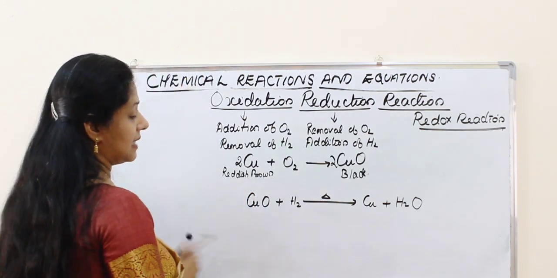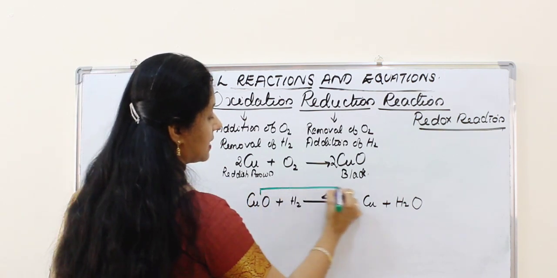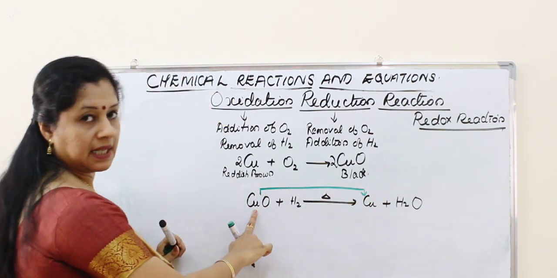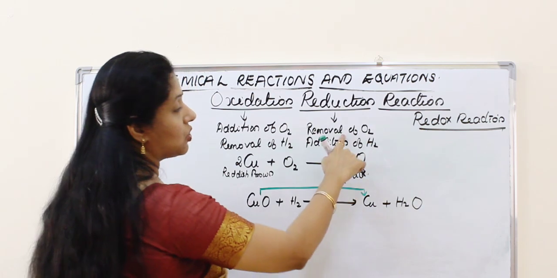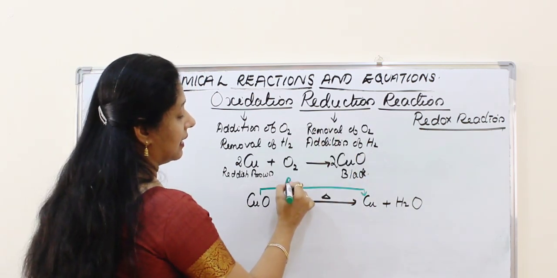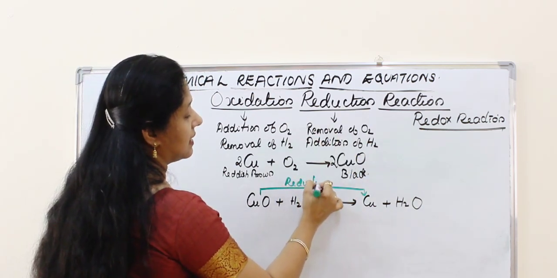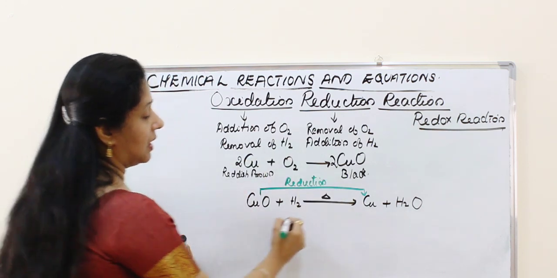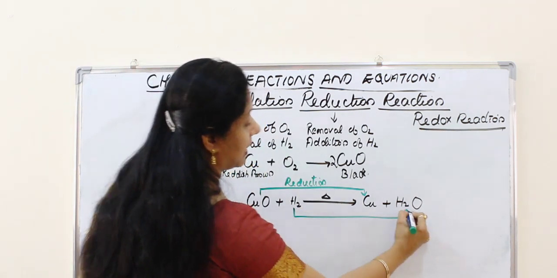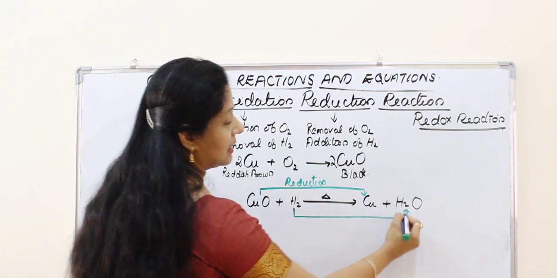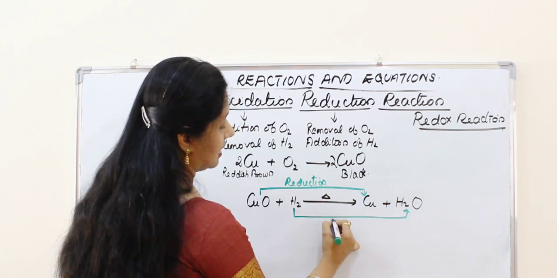So here in this case we can write this copper oxide. What is happening to copper oxide? It is losing oxygen. So removal of oxygen is called a reduction. So copper oxide is getting reduced. And hydrogen will become water. So hydrogen is receiving oxygen, so it is oxidized.